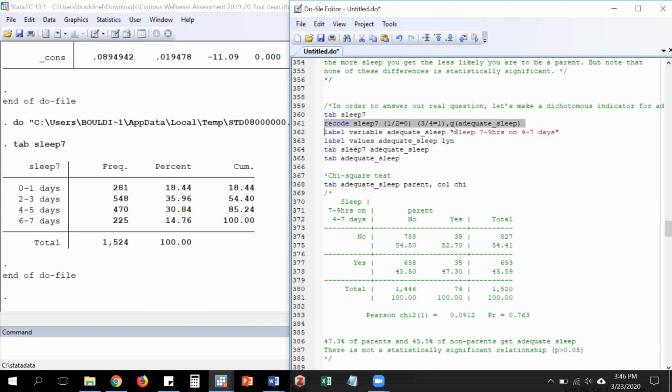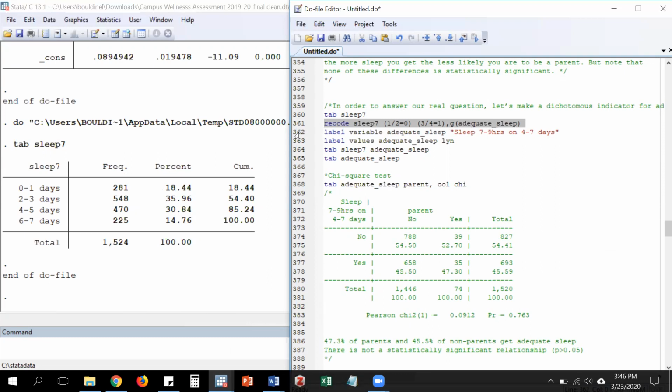And then you do a comma and a G or generate. This is where the generate statement comes in. And you put in parentheses the name that you want to call the new variable. So I'm saying make a new variable using this definition and call it adequate_sleep.